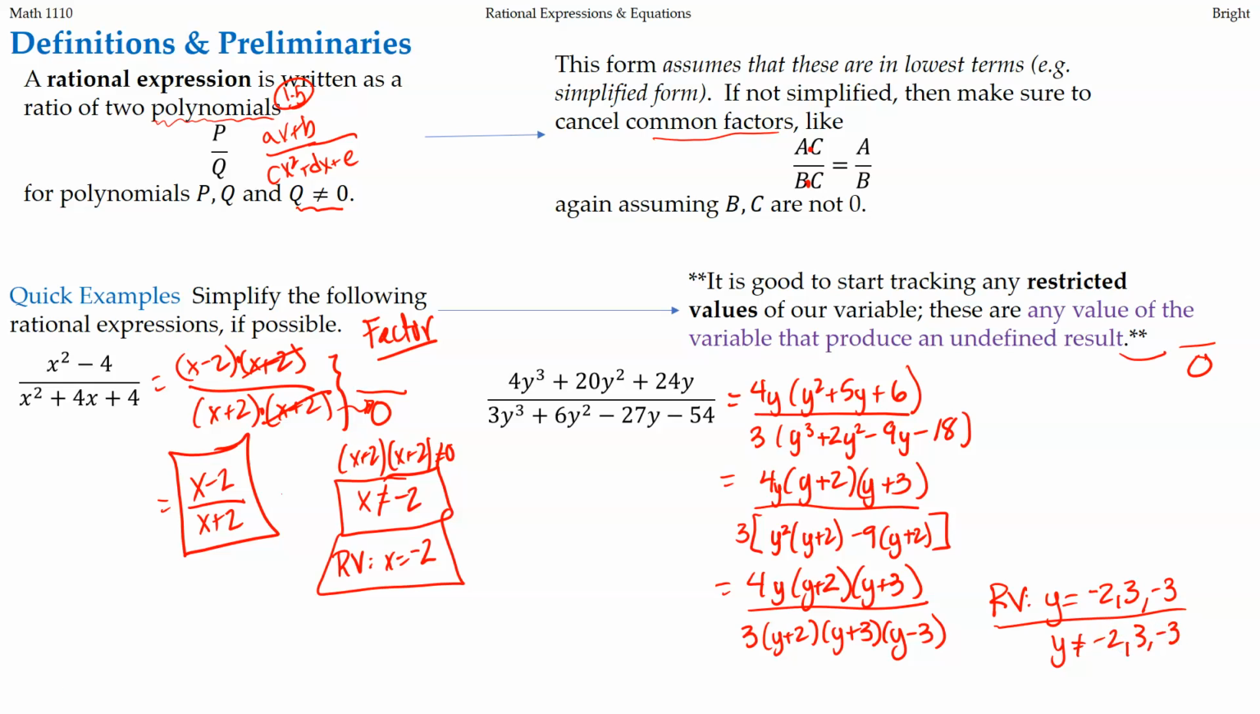Same ideas. Now, in terms of simplifying, I have a common factor of y minus 2. Again, these are all multiplied, and I need multiplication between things to cancel them. Then the y plus 3's cancel. So at the end of the day, I'm left with 4y in the numerator and 3y minus 3 in the denominator. If you want to distribute the 3, you're welcome to. That's the idea here, and we are just going to continue to use this over and over in our work.